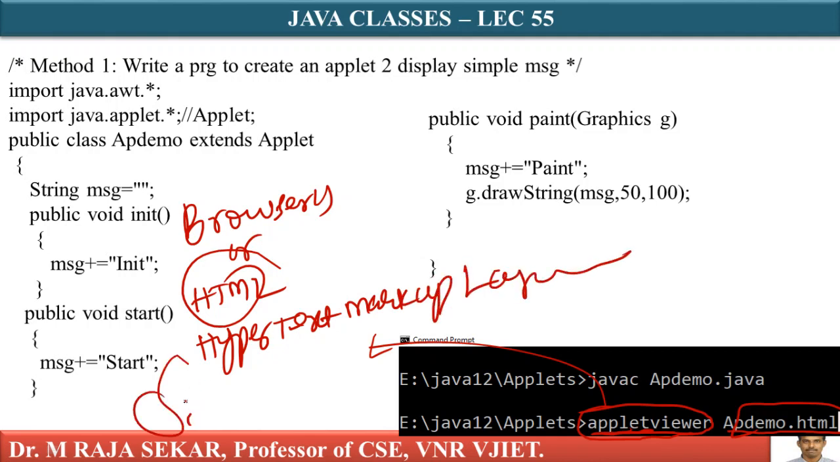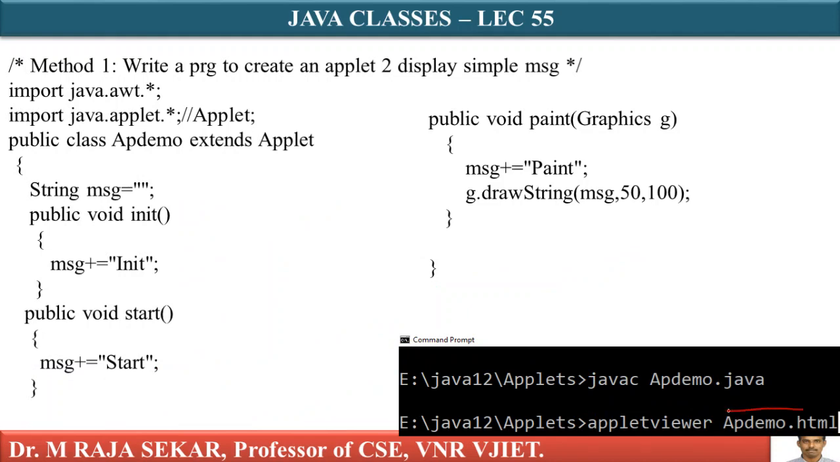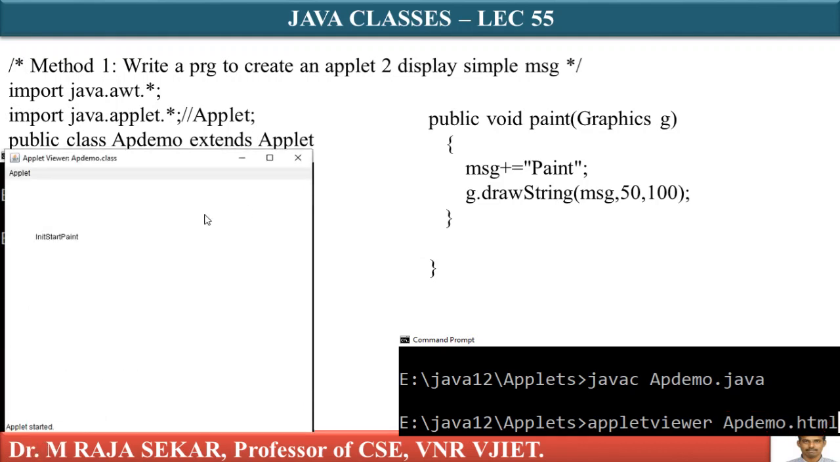What is this hypertext markup language? It is a simple language. You need not worry about this one. How it works, we will try to understand. What is appdemo.html, at the end of the lecture I will show. Now what happens after executing this? Let me run. Just observe carefully what output you are getting.